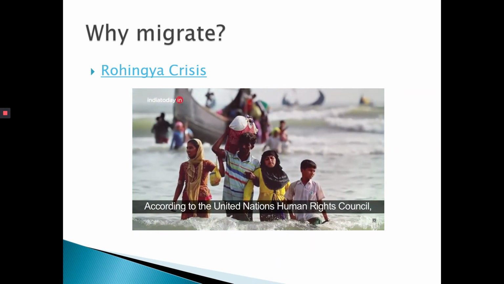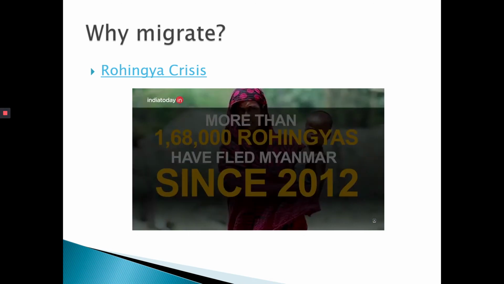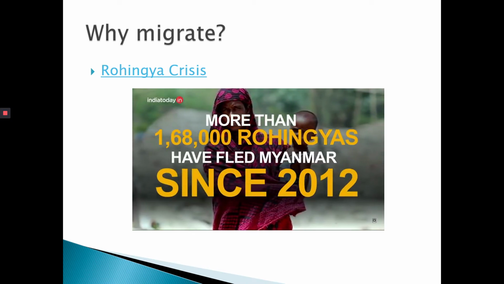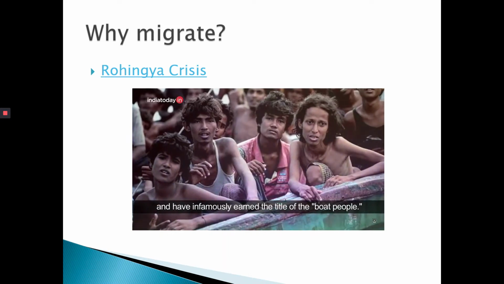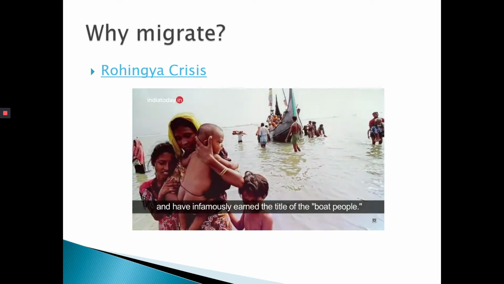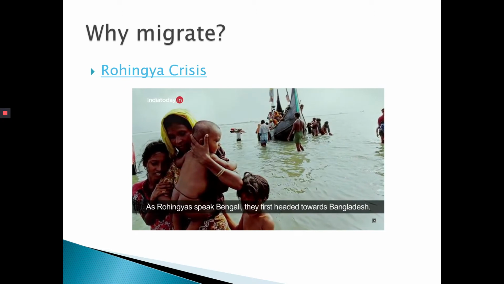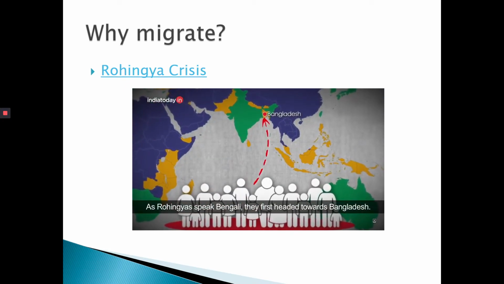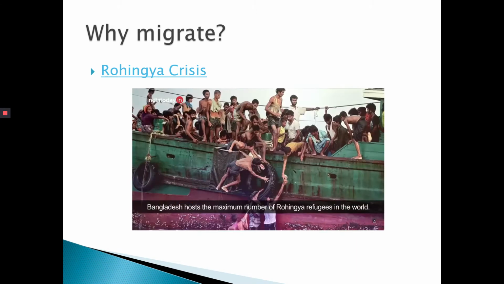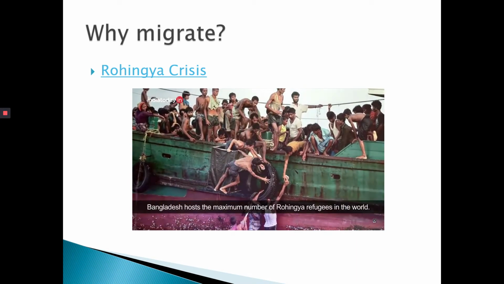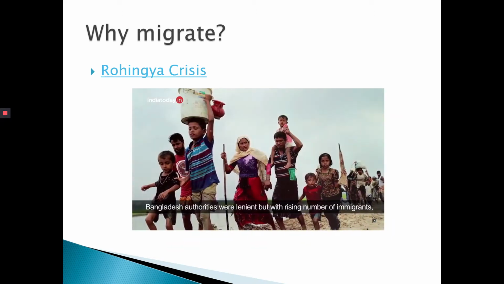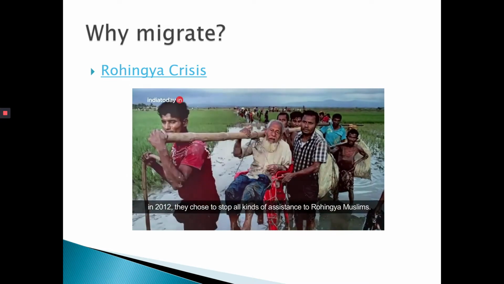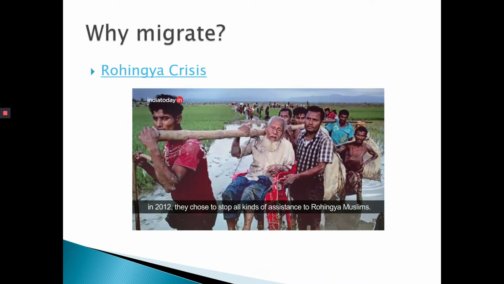According to the United Nations Human Rights Council, more than 1 million Rohingyas have fled Myanmar since 2012 and have infamously earned the title the Boat People. As Rohingyas speak Bengali, they first headed in large crowds towards Bangladesh. Bangladesh hosts the maximum number of Rohingya refugees in the entire world. Bangladesh authorities were lenient, but with the rising number of immigrants from Myanmar in 2012, it chose to stop all kinds of assistance to Rohingya Muslims.